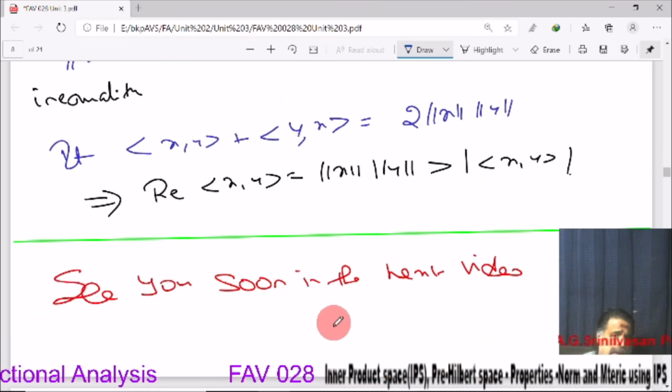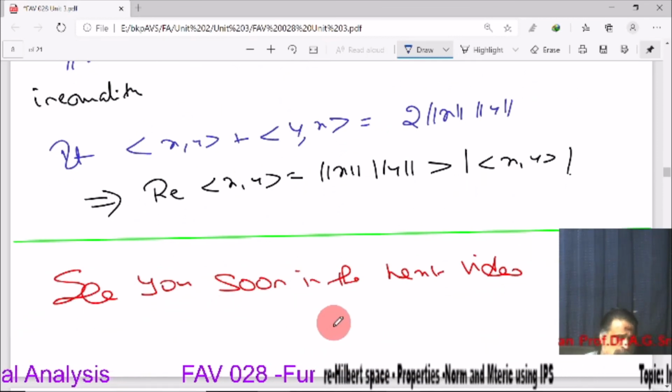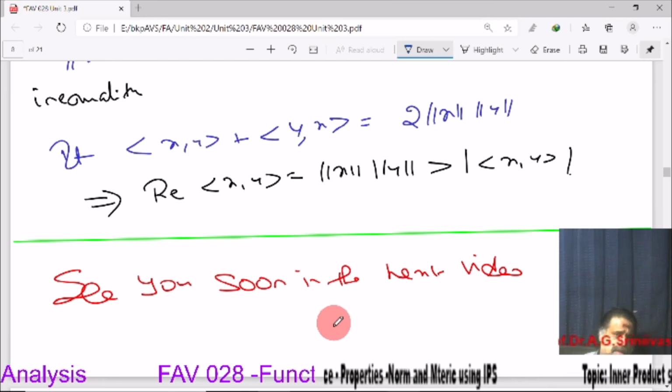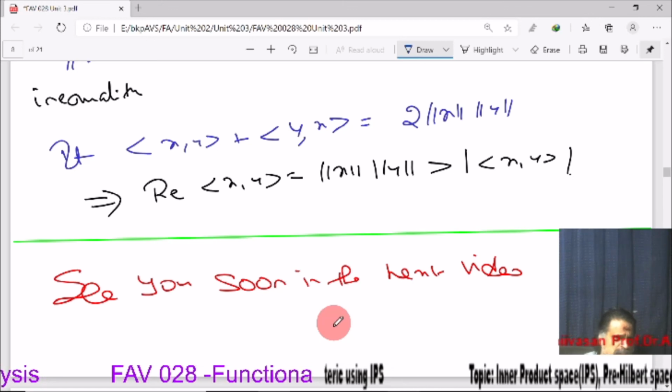And this completes this video. We will see in the next video more about this pre-Hilbert space, inner product space, and some of the very interesting properties.